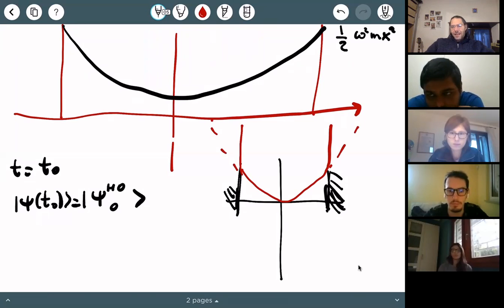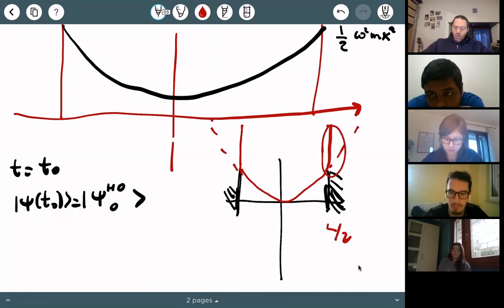However, I'm assuming that this change in behavior occurs at a distance that is sufficiently large for the wave function of the ground state, which I will plot here, to be so small that it's completely insensitive to this detail. Okay?